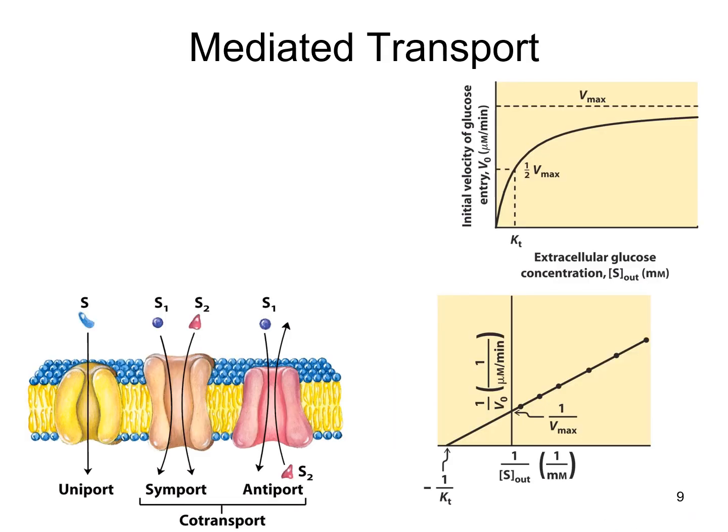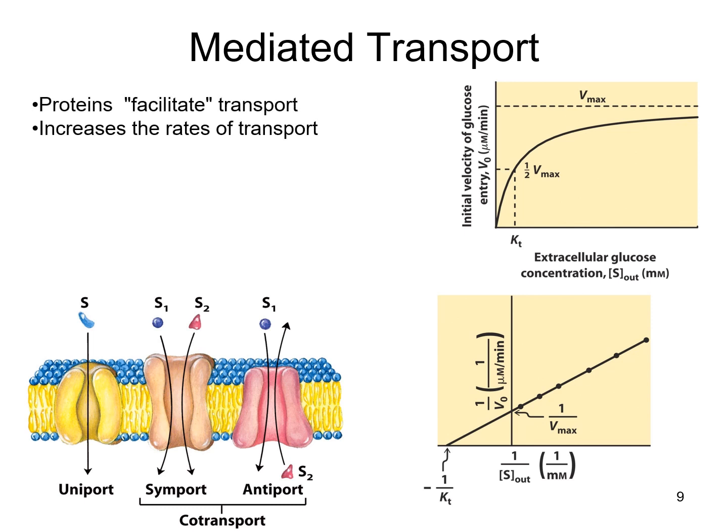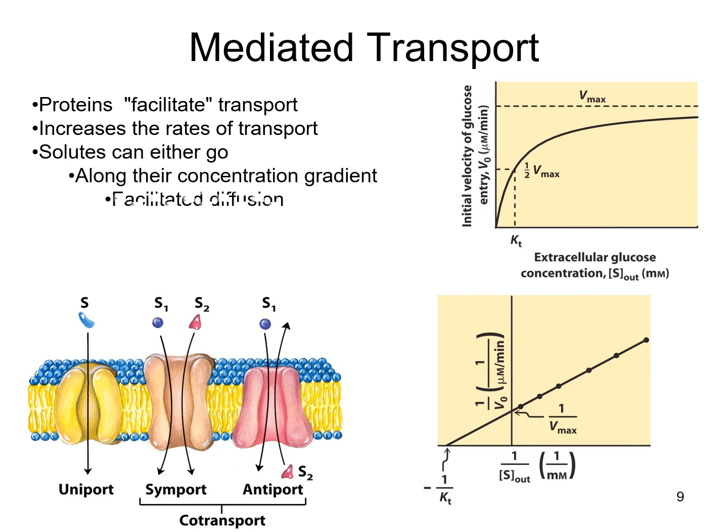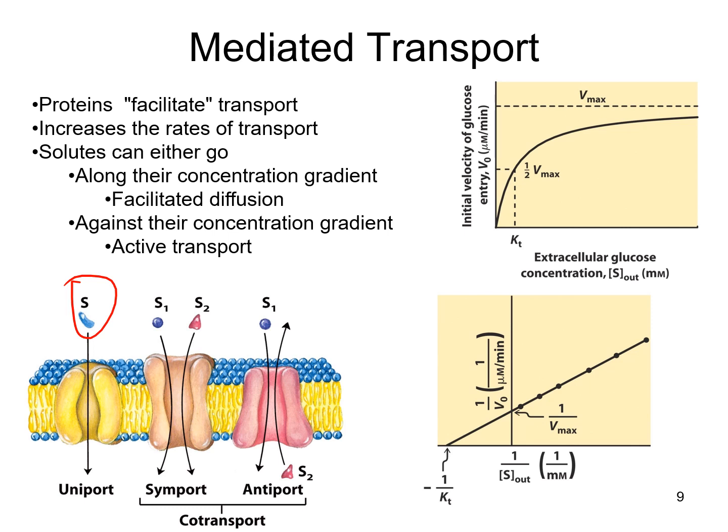Now, we see that here where we've got proteins that facilitate transport. They can increase the rate of transport. Solutes can either go along their concentration gradient through facilitated diffusion or against their concentration gradient in active transport. Now, our transport proteins that we should be familiar with, or that I want you to be familiar with, there's basically 3 different ones. There are uniports, symports, and antiports.